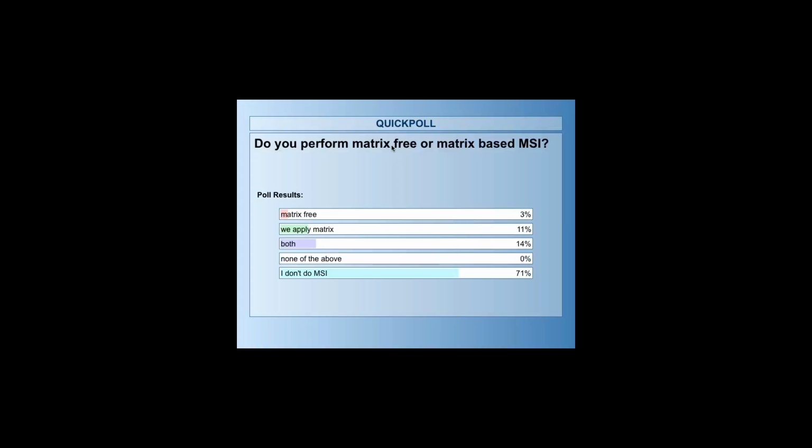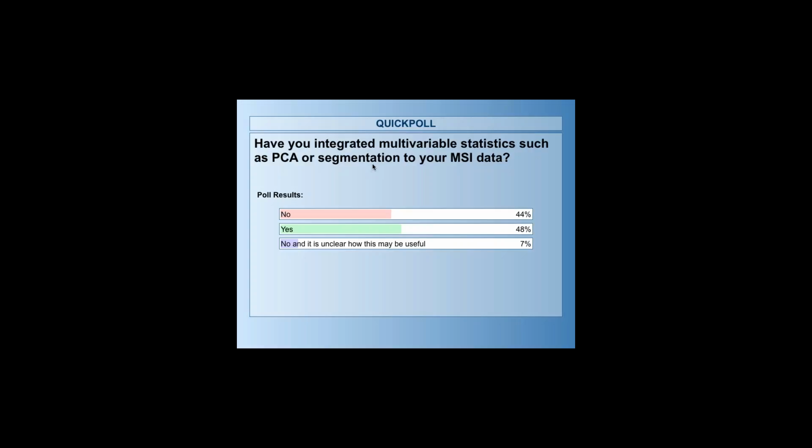Okay, matrix-free or matrix-based MSI. So yes, 70% of the people aren't doing it at all. But it looks like the majority are doing both, which is great, because they really complement each other in terms of the type of information you can get. So it's fantastic. And the last question: have you integrated multivariate statistics into your MSI data analysis? That looks like it's split.